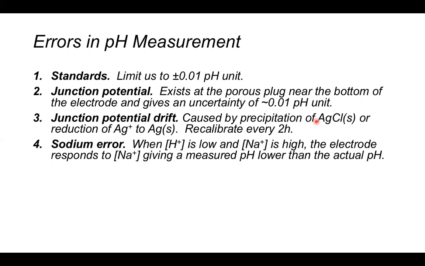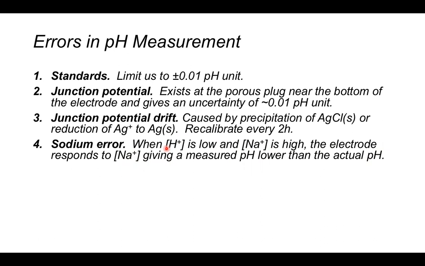Then there's sodium error. This problem arises when we have a low concentration of protons. This can be a very dilute solution of acid, or it can be due to maybe a particularly basic sample. So this happens when the proton concentration is low and the sodium ion concentration is high. The electrode responds to the sodium ion concentration, giving a measured pH lower than the actual pH. That's because the potential caused by the sodium ions is different from that of the protons. And remember, this pH meter is calibrated and set up to respond to the protons.